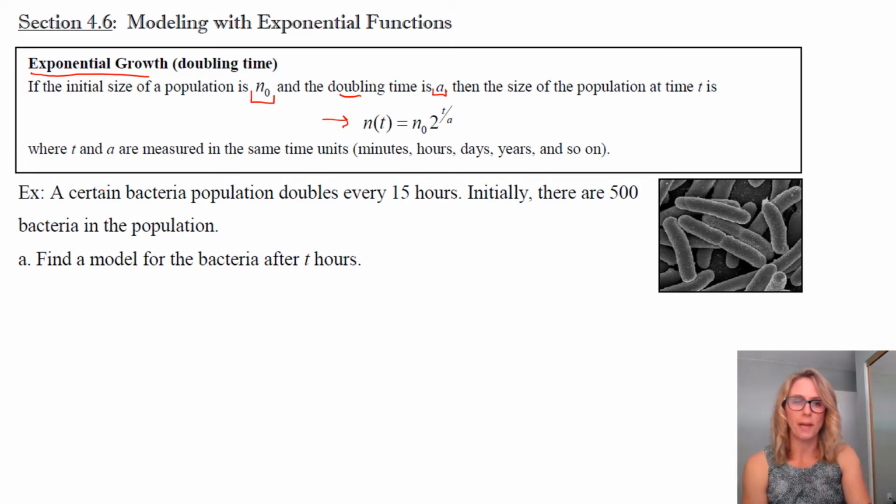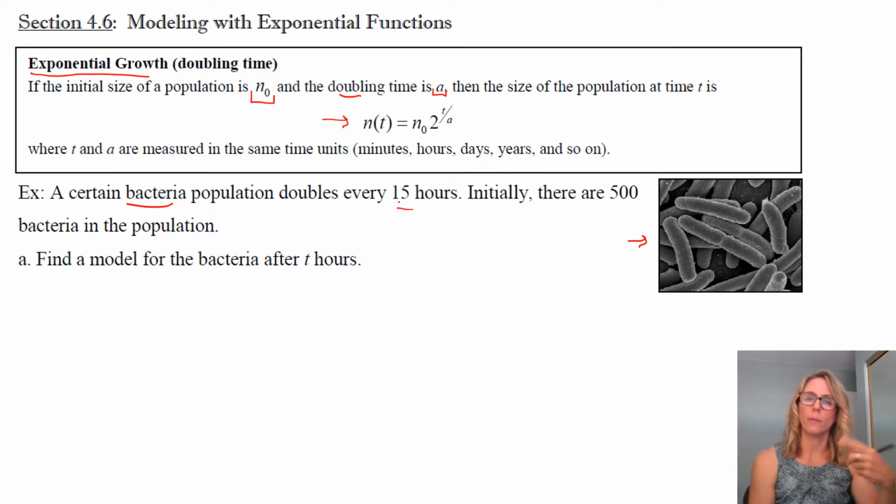So we have a certain bacteria. Didn't mean to gross you out, but here's a picture of some gross bacteria. We are told that it doubles every 15 hours. So every 15 hours, you have double the amount that you had 15 hours prior. We're also told that we had 500 bacteria in the population from the beginning. So we're trying to find a model for the bacteria after t hours.